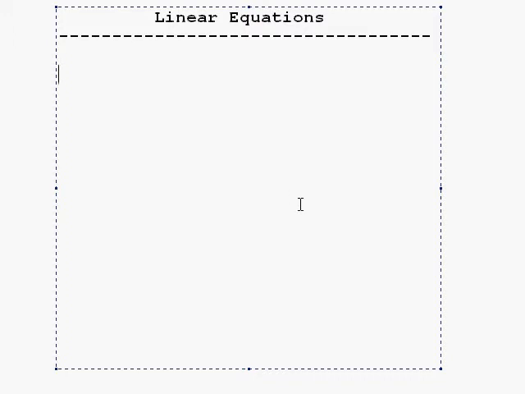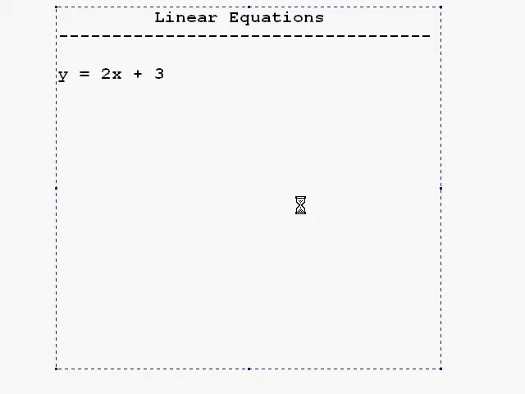Okay, here we're going to take a brief look at linear equations. A linear equation is something that either increases or decreases at the same rate. Mainly it's just like a line, which is where the word linear comes from. So here's an example of a linear equation.